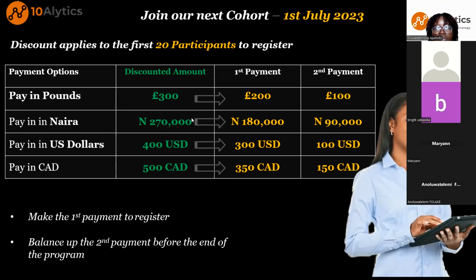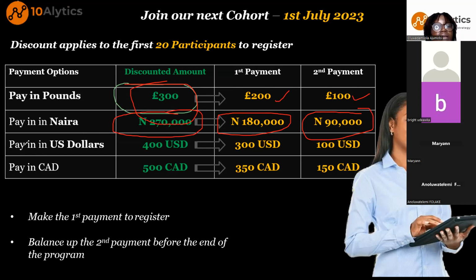Let me just highlight that. You get to pay 300, right? And you get to pay in 2 installments. So the first installment you'll be paying 200, second installment you'll be paying 100. Now, if you're paying in naira, you're going to be paying 270 instead. So you get to pay 180 first, then you get to pay 90,000 later.